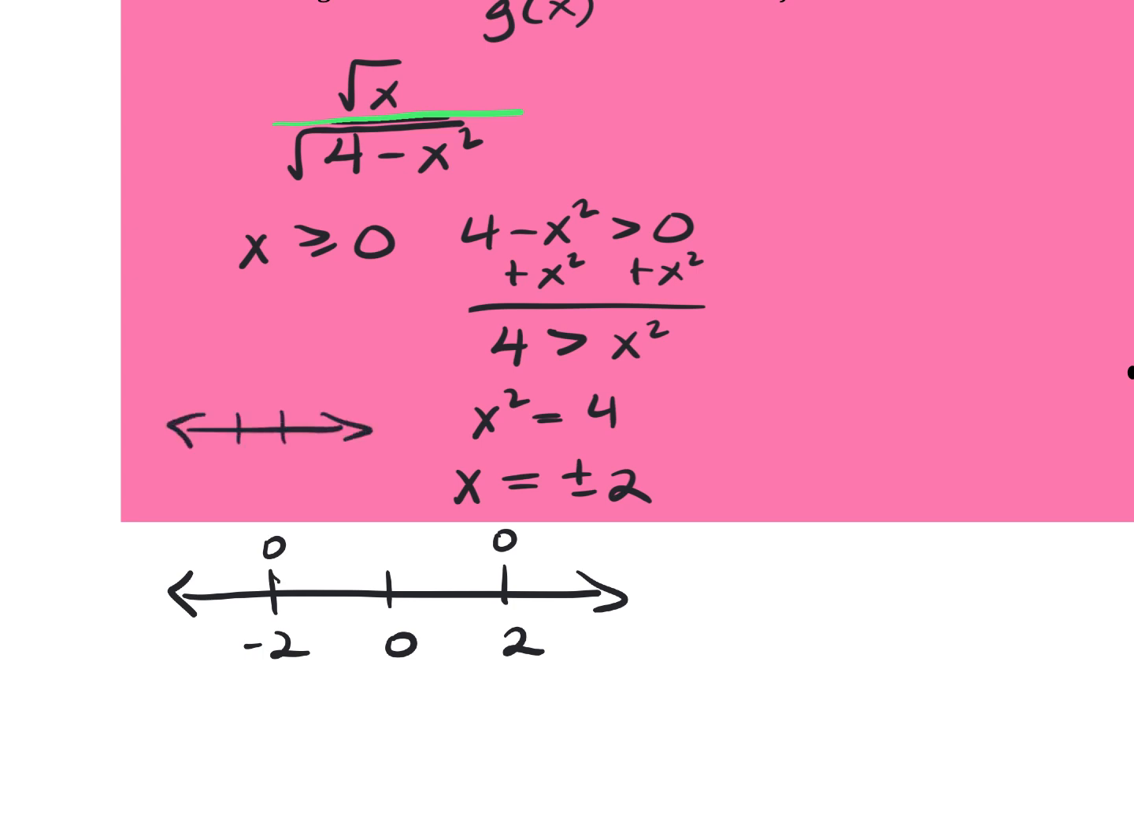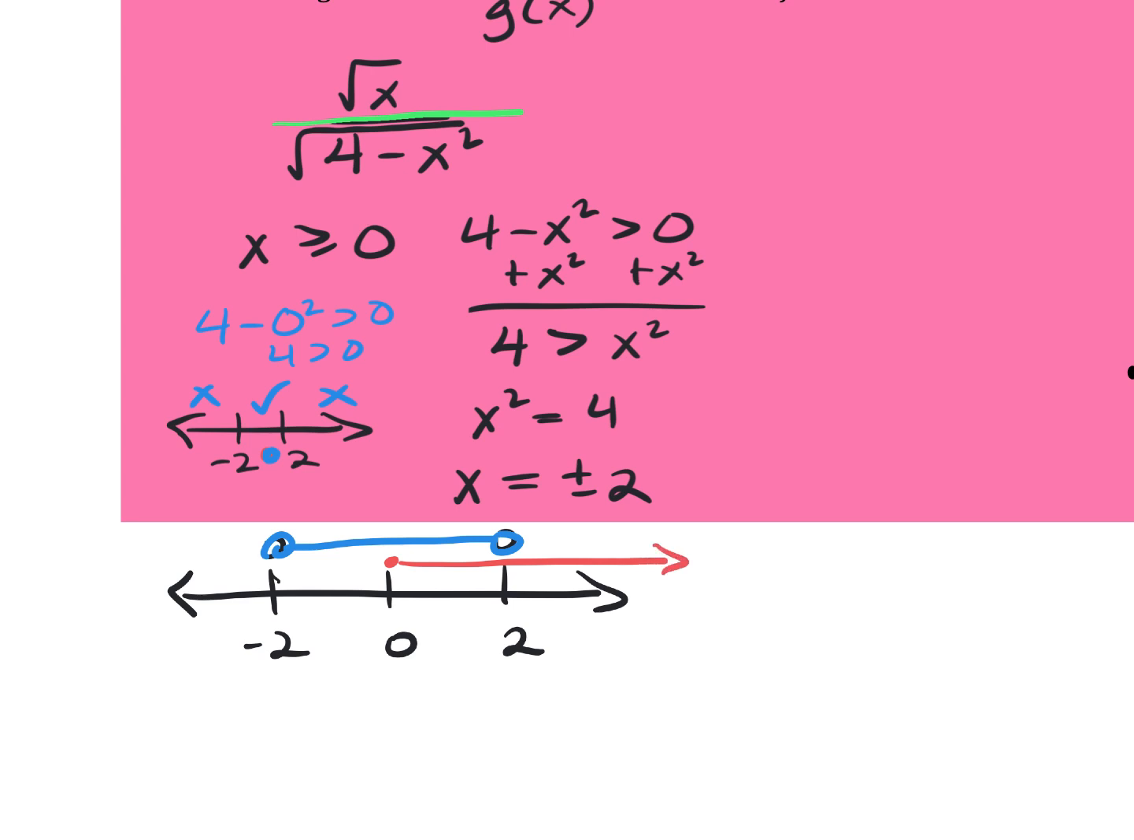So I need to do -2, +2. I'm going to test 0. Let me do an open circle here. Then I'm going to plug in 4 minus 0 squared greater than 0. 4 is greater than 0. So check x. This tells me that right here is going to be combined. And then from the numerator, I had everything greater than or equal to 0.